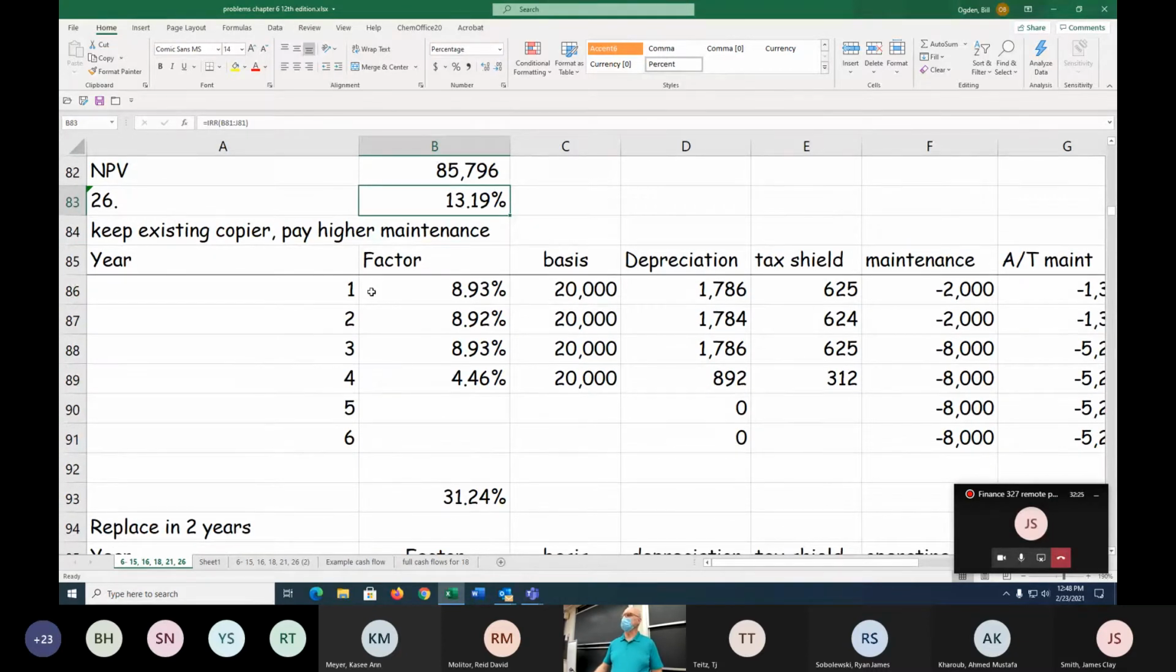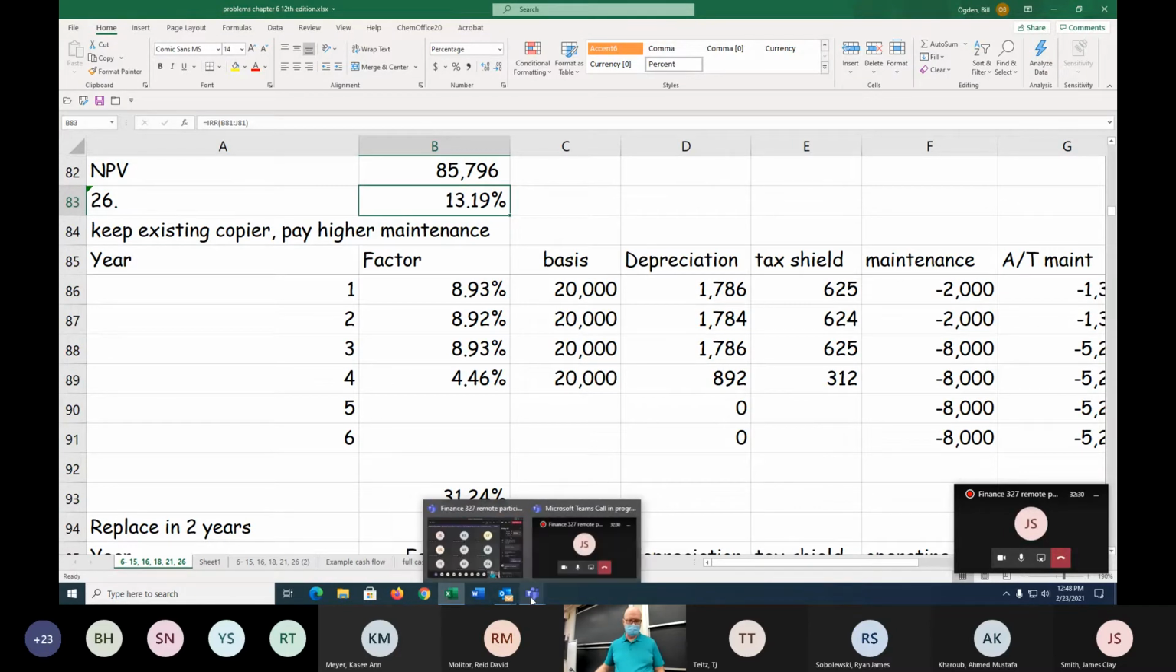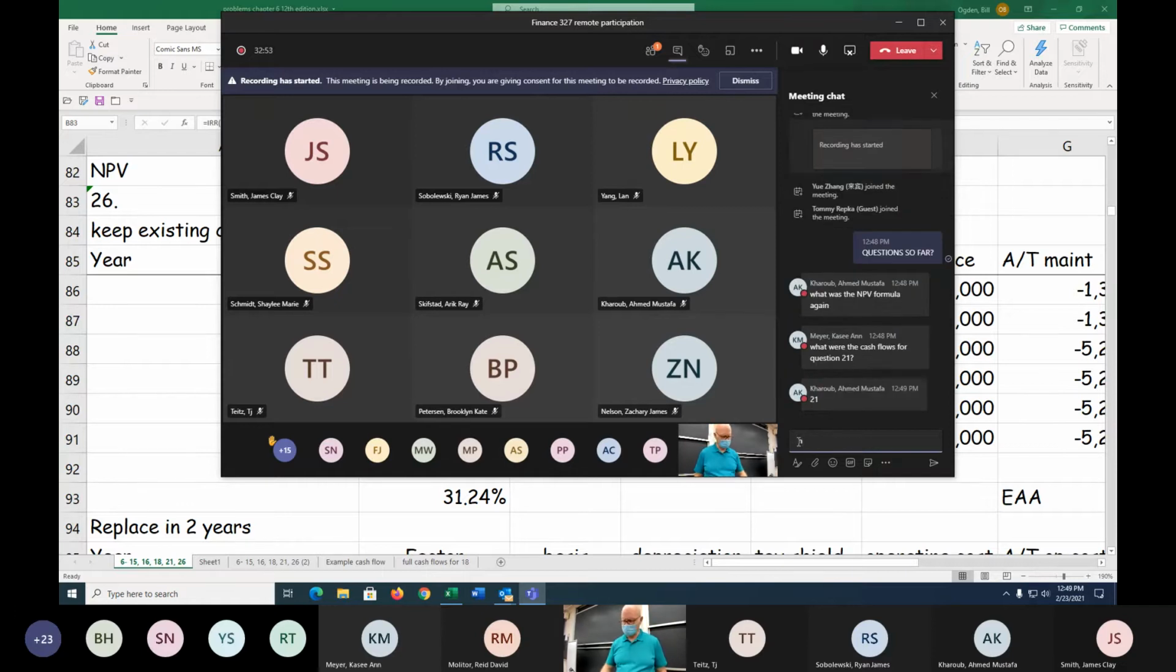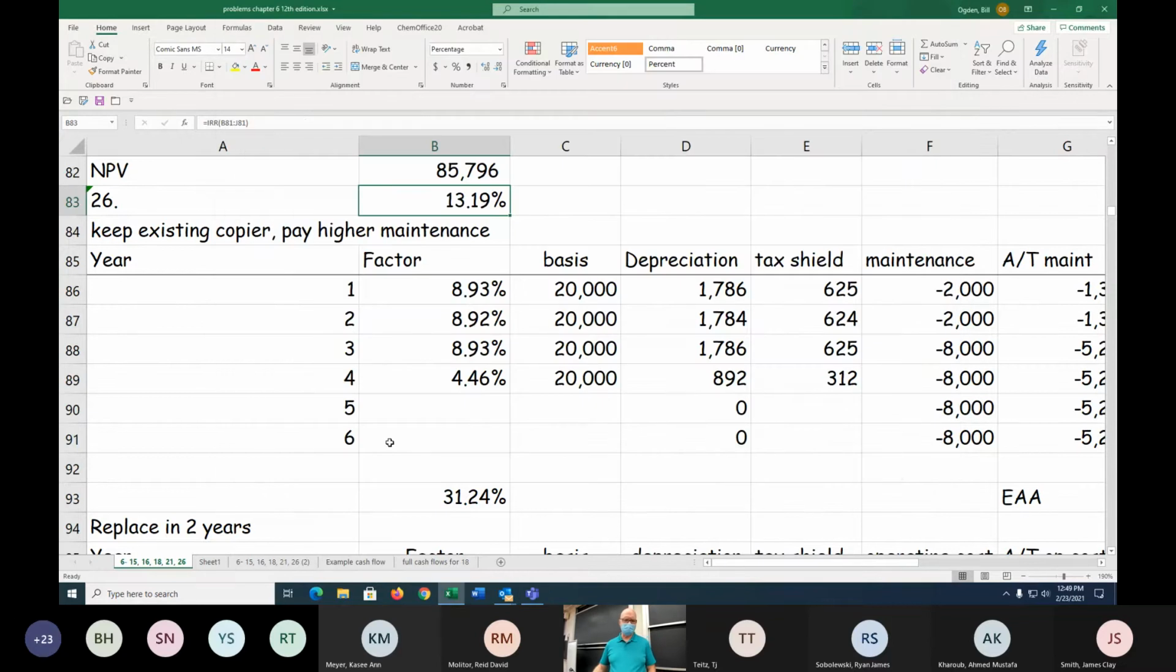Some people are typing questions. Oh, they are. Well, hurry up, get that question in. Okay, here we go. What was the NPV formula? For which problem? 21. Okay, that'll do it. Let's go back to the NPV for 21.